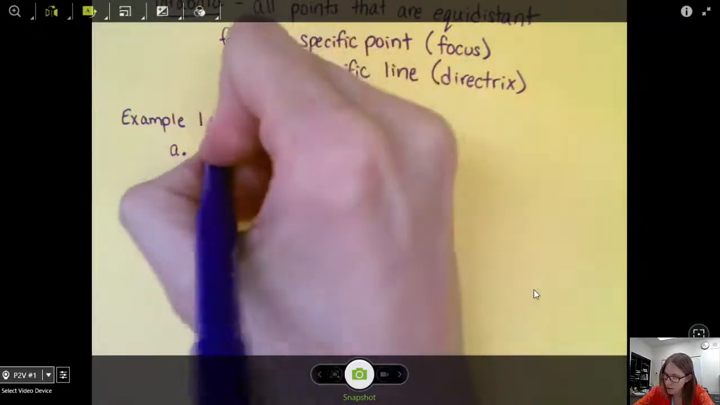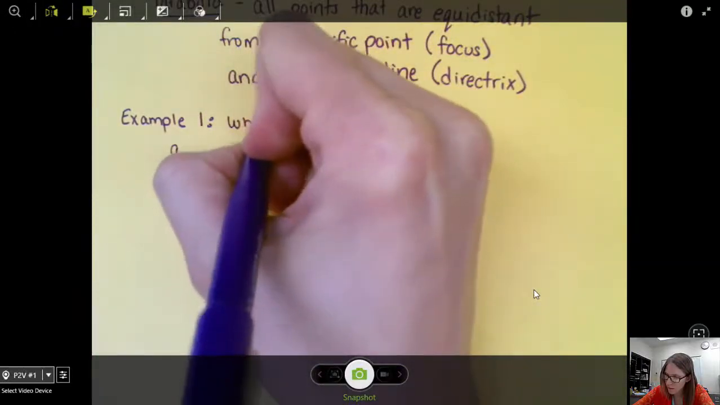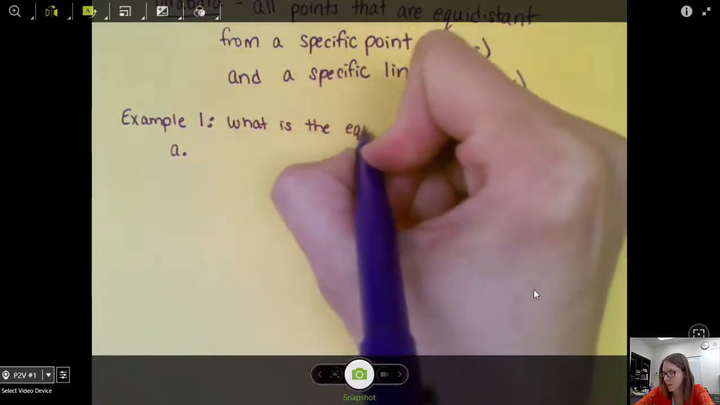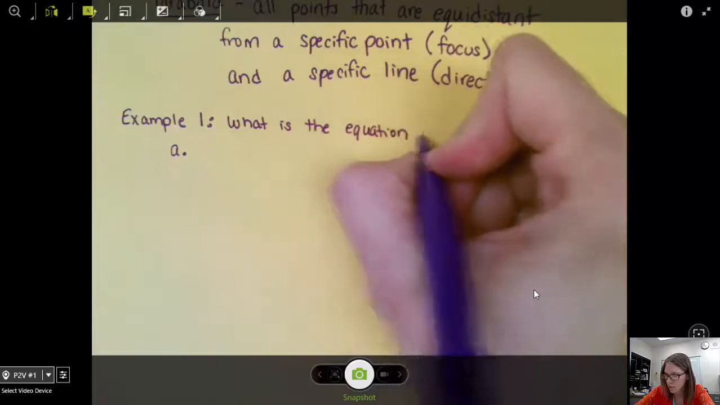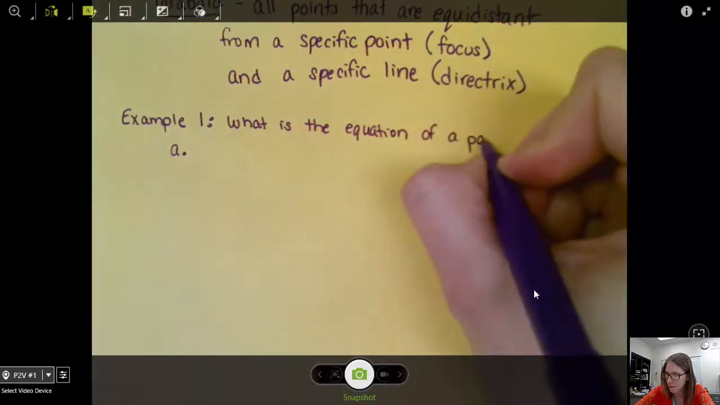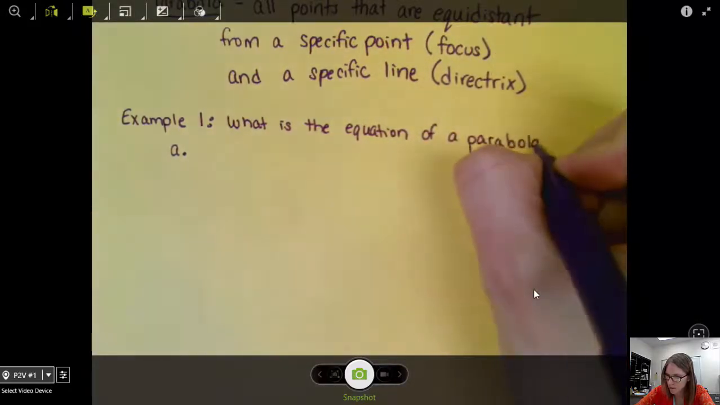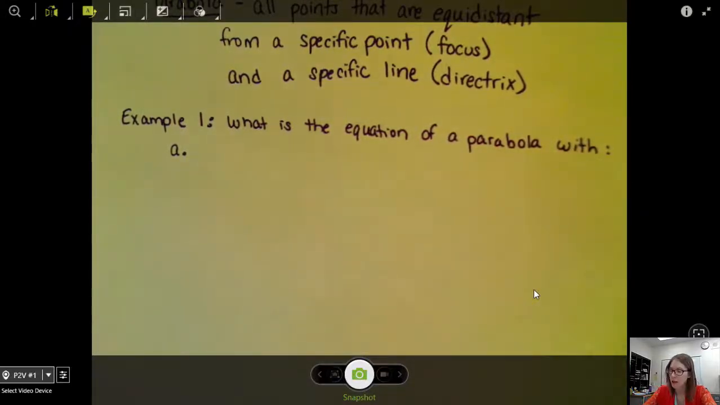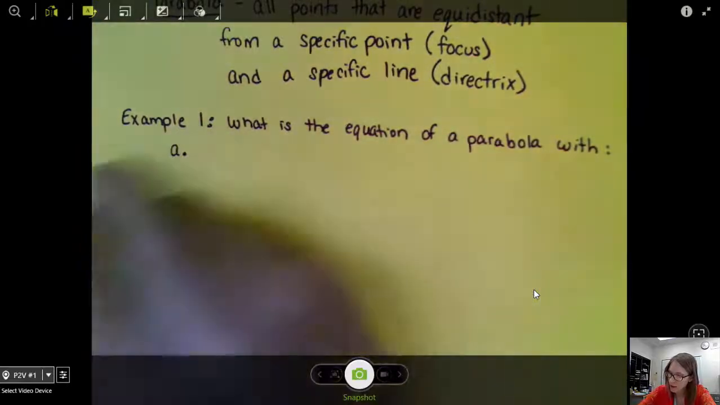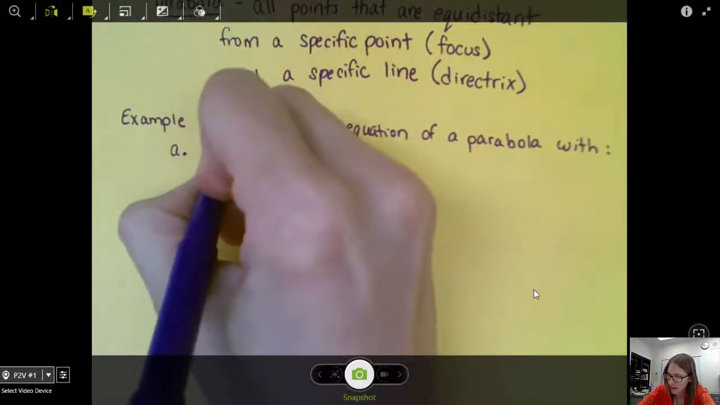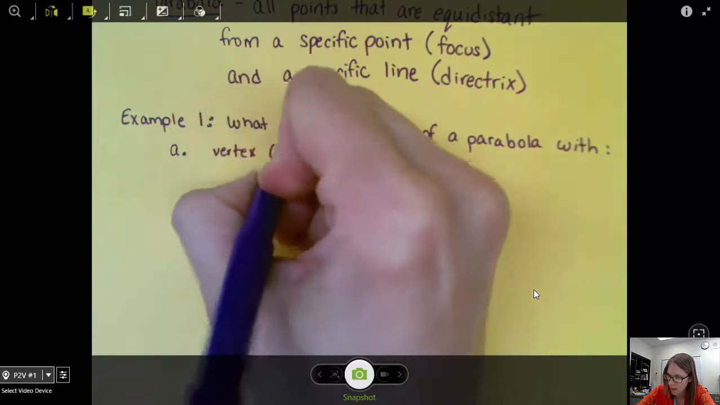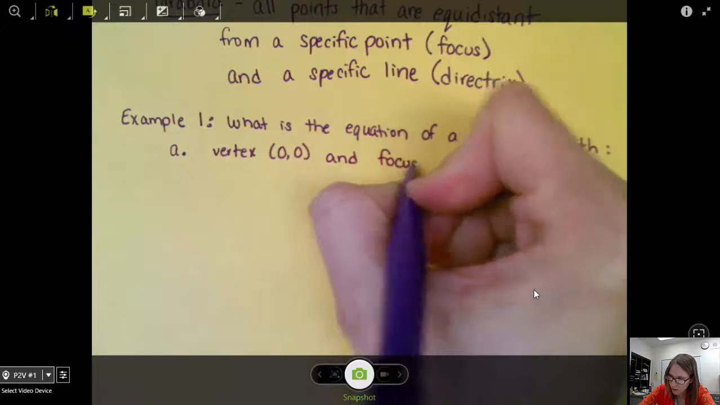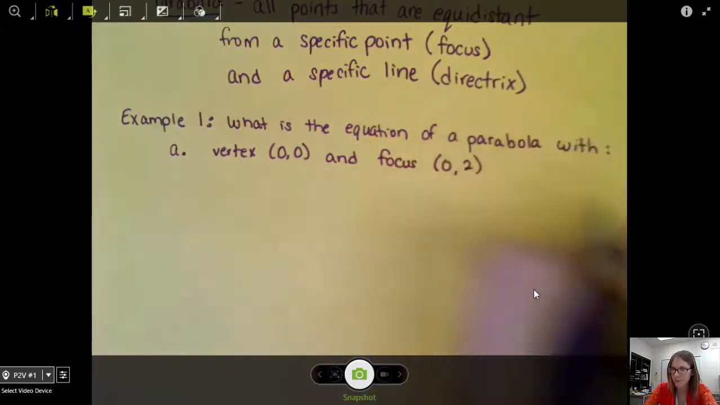But for both of these, we want to find what is the equation of a parabola with some specific information. So for example A, let's say we have the vertex at 0, 0. And the focus is the point 0, 2.